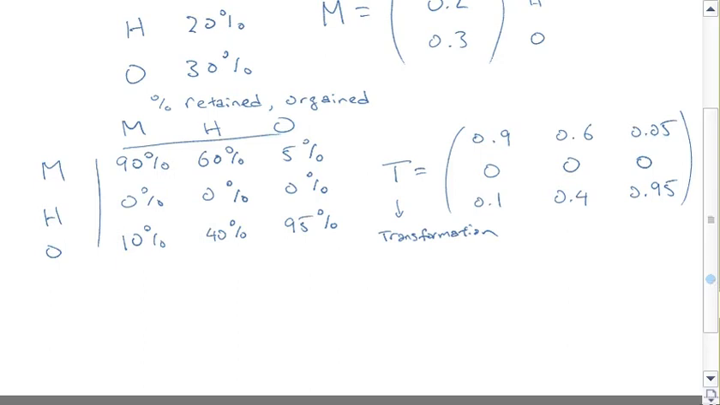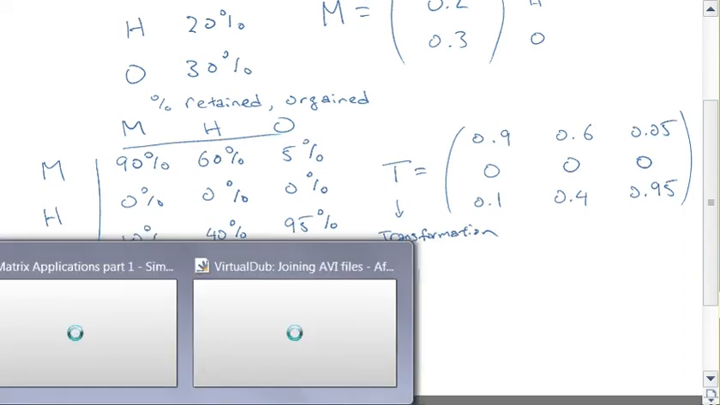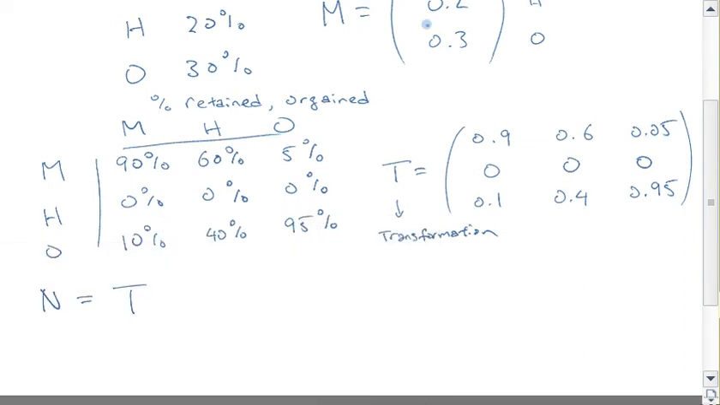Now, what I'm going to suggest to you is that using matrices and matrix multiplication, we can actually calculate the new market share. In particular, the new market share, which I'm going to denote by N, is equal to this matrix T, which stands for the change in market share, times the old market share, M.